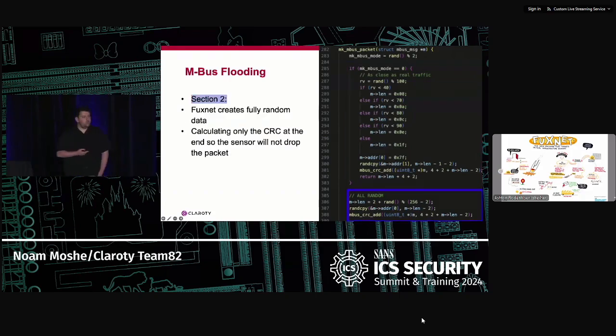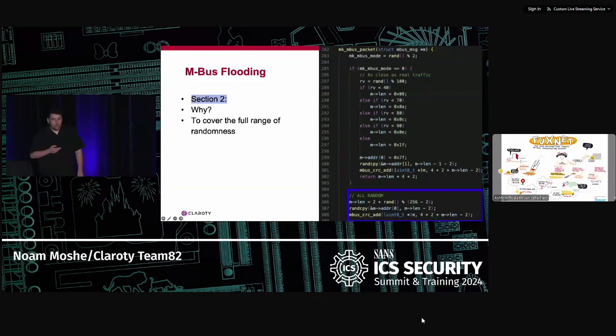Now, in section 2, that's not occurring. Here, we see that they generate a completely random MeterBus packet, completely random. The only thing they do right is make sure that the CRC is correct, so the physical sensor will not drop the packet. However, inside of it, we see complete gibberish, complete random data. Once again, why? Well, that's simple. The first section, they wanted to adhere to the MBUS specification. However, here, their job was to cover the full range of randomness, basically sending every possible MBUS packet, even invalid packets, to the physical sensors.